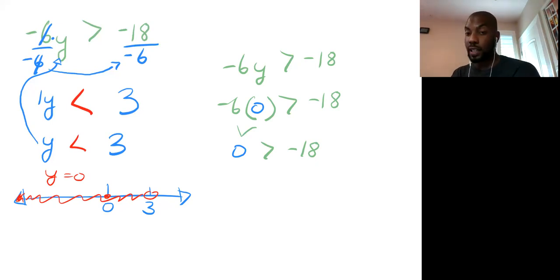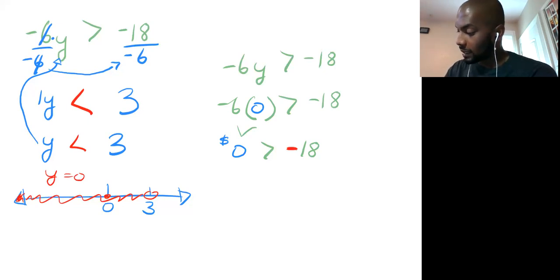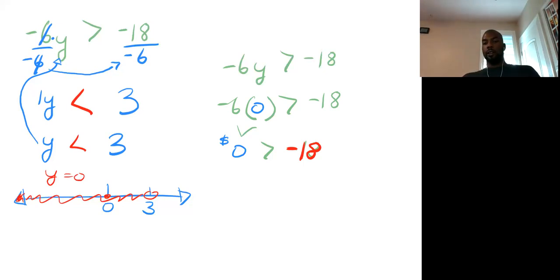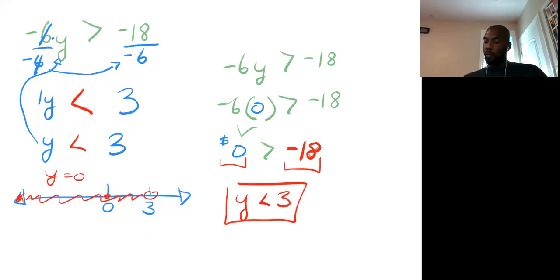I almost said no for a second. I was about to freak out, but it is, right? No dollars are definitely greater than owing somebody $18, right? You have more money in your bank at $0 than you do if you owed the bank $18. So our answer is y must be less than 3. And remember, if you divide or multiply by a negative, you must switch the sign.